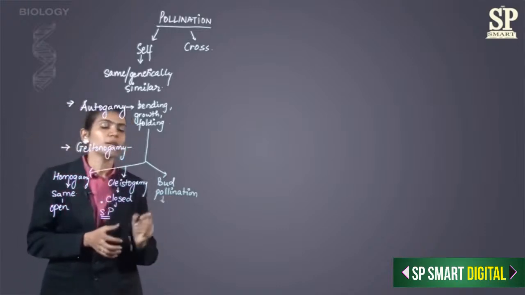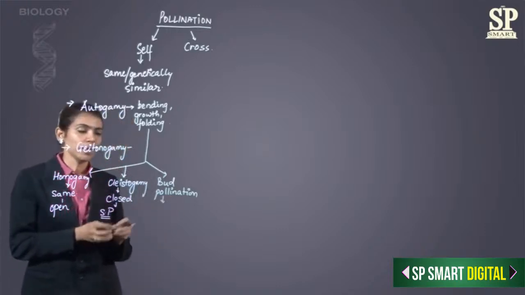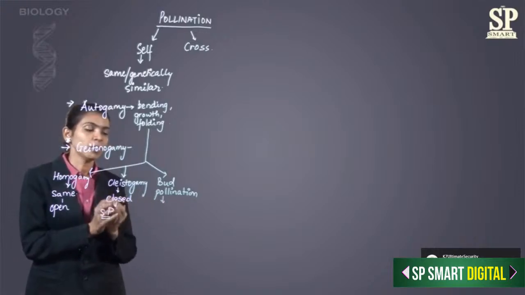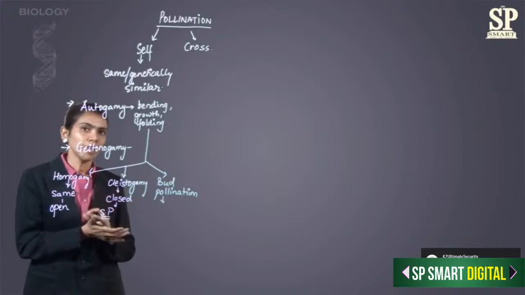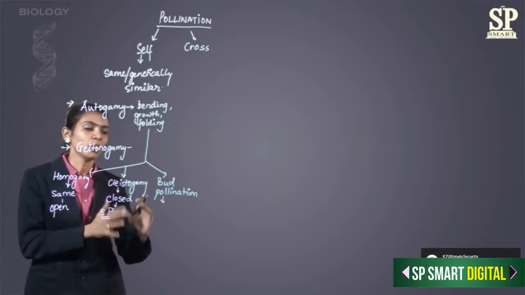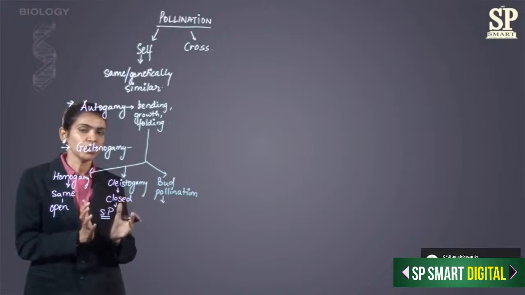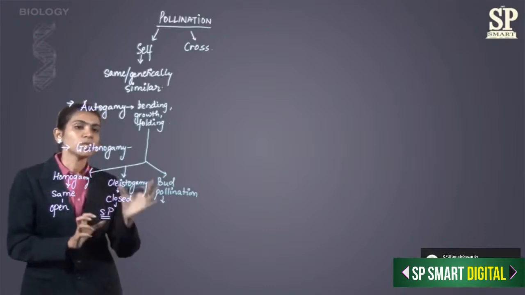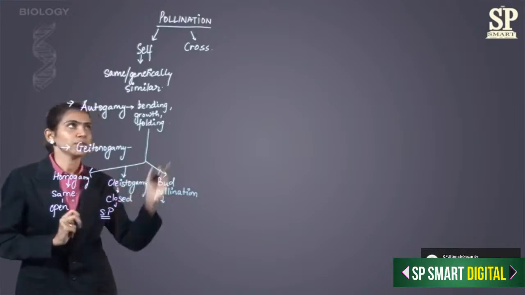In bud pollination, the pollen release and the stigma receptivity occur before the bud opens. Before the flower opens, the anther has matured and so has the stigma. So once the bud opens, they are both ready to exchange. So the pollen grain gets deposited to the stigma of the same flower. So this was about self-pollination.